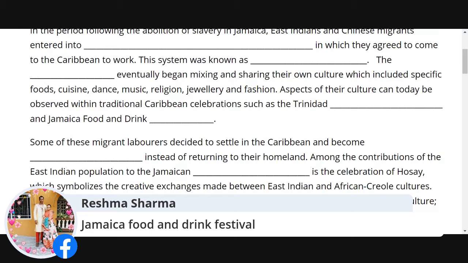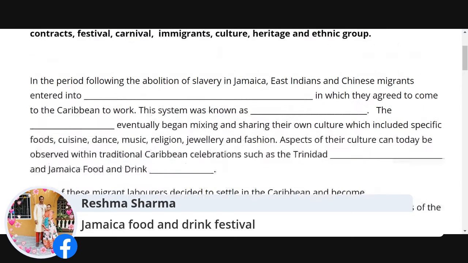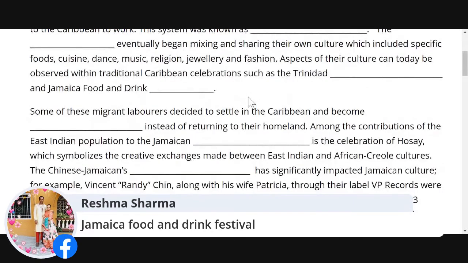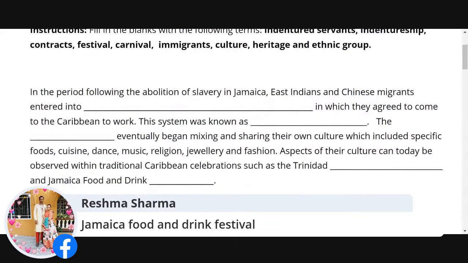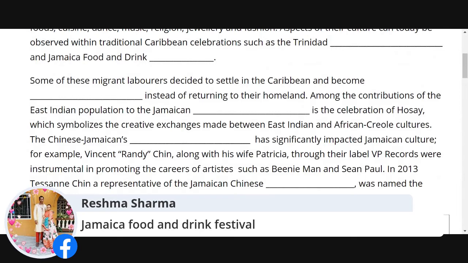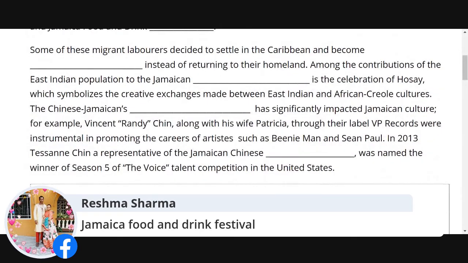Remember now, guys, we're trying to fill in the blanks using these terms: indentured servants, indentureship, contracts, festival, carnival, immigrants, culture, heritage, and ethnic groups. So tell me now, some of these migrant laborers decided to settle in the Caribbean and become what instead of returning to their homeland? So what did they settle and become?